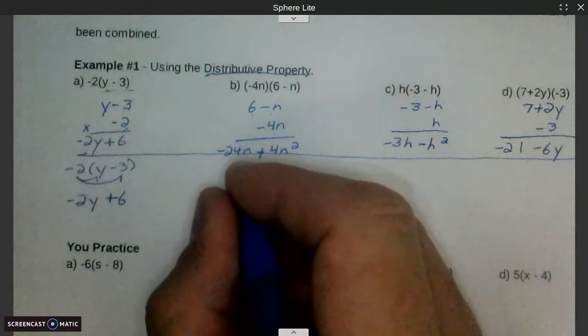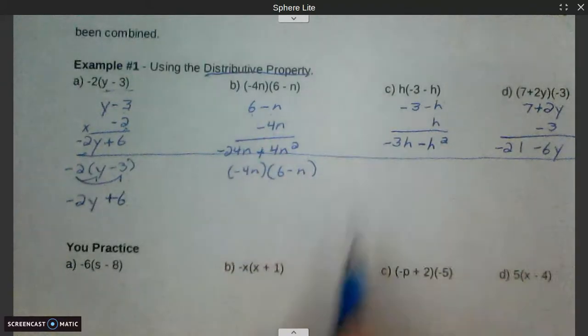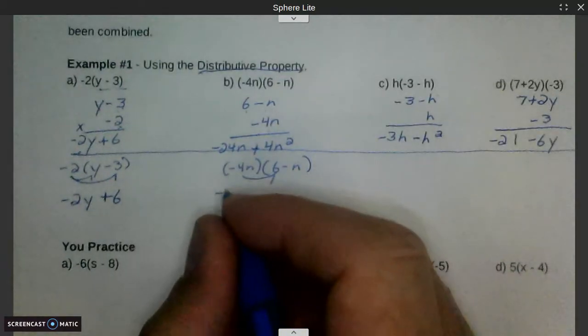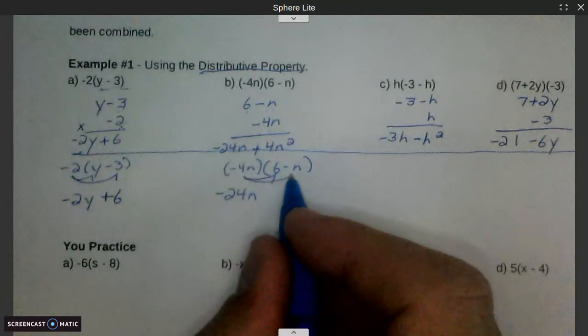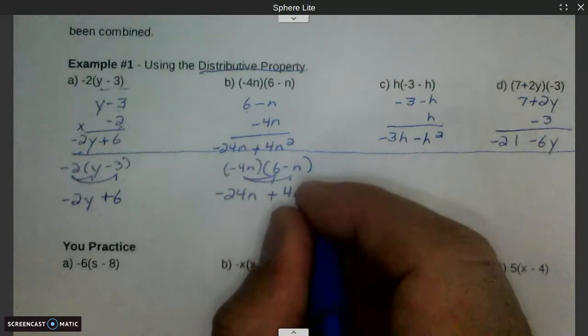If I look at this one, I have negative 4n, and I'm going to distribute this into 6 minus n. So negative 4n times 6 gives me negative 24n. Negative 4n times negative n gives me plus 4n squared.